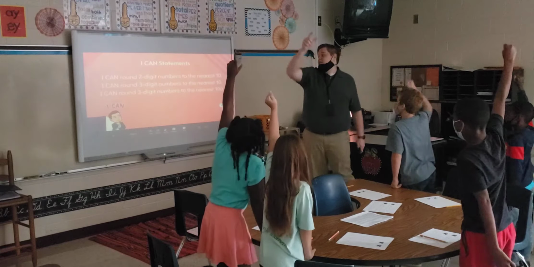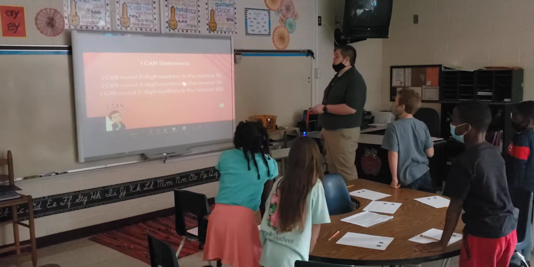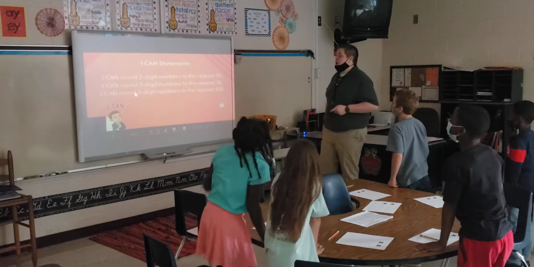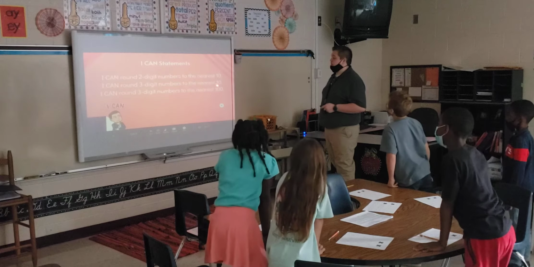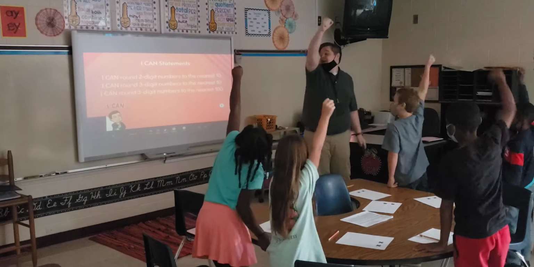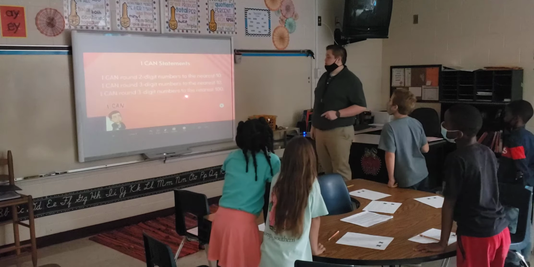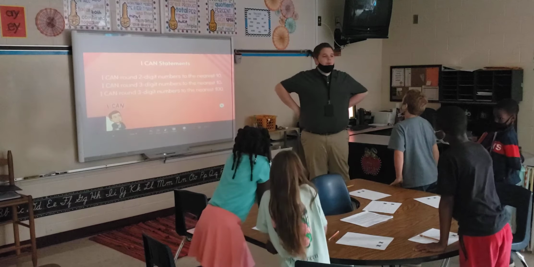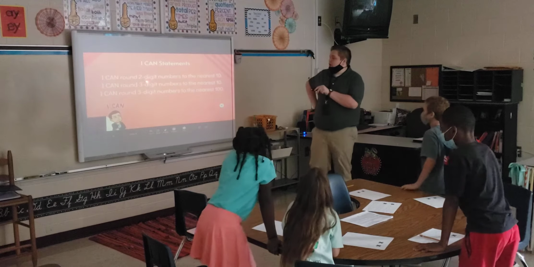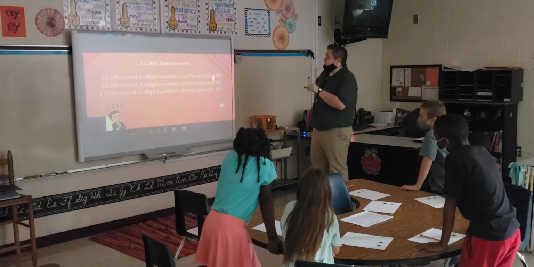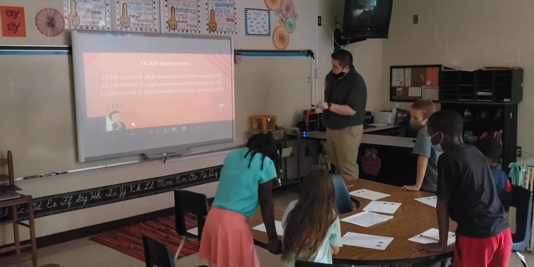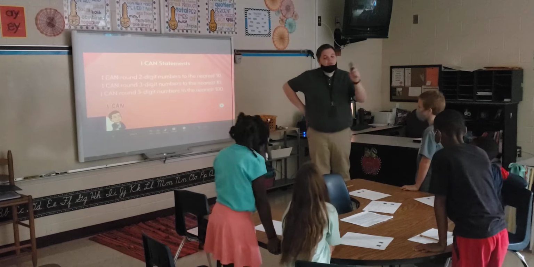I can round 2-digit numbers to the nearest 10. I can round 3-digit numbers to the nearest 10. I can round 3-digit numbers to the nearest 100. Okay, those are I can statements. Do you understand what we're going to do today? We're going to round 2-digit numbers to the nearest 10 and 3-digit numbers to the nearest 10. And we're going to round 3-digit numbers to the nearest 100. All right, you can have a seat.